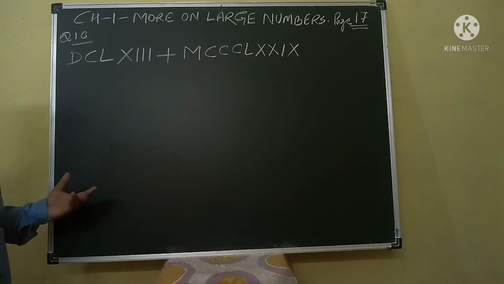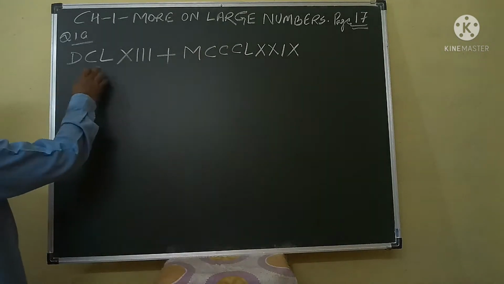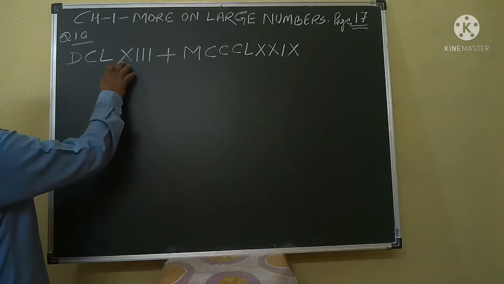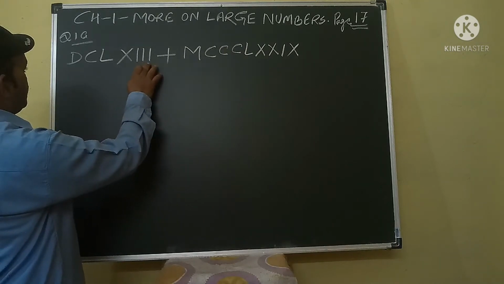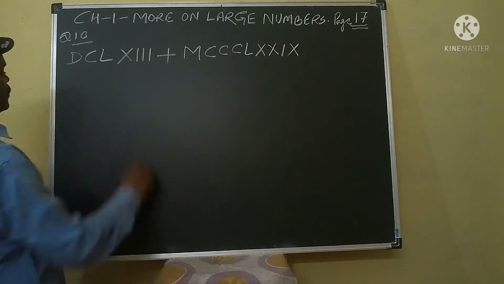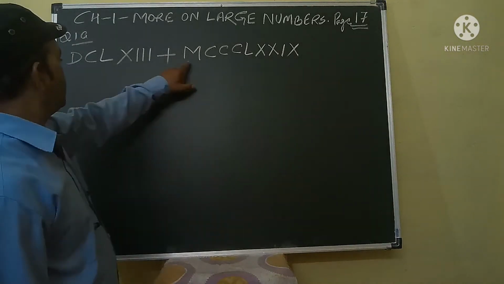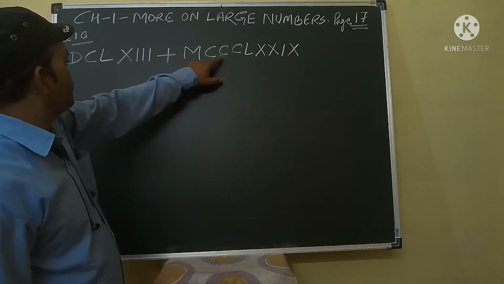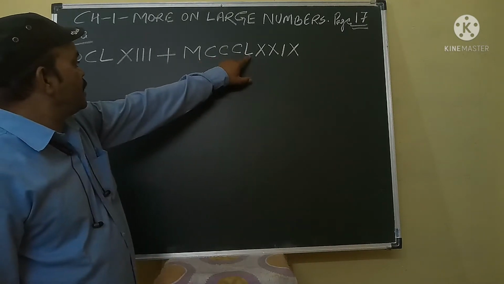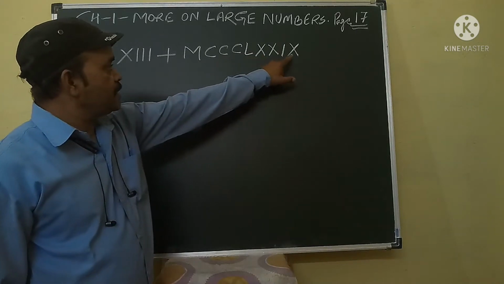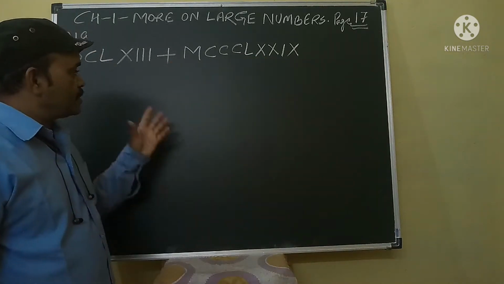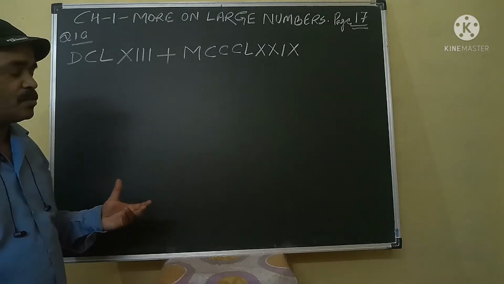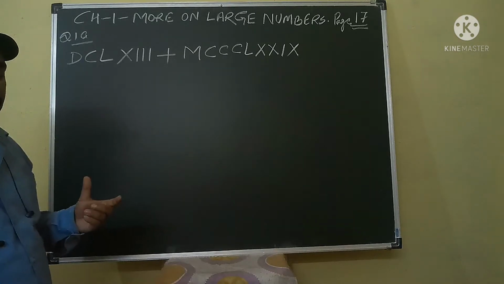So first, what will you do? This is your question: D C L X I. Okay, this is the first Roman numeral and this is the second Roman numeral: M C L X I X. This is the question. So how will you find the answer for this question?